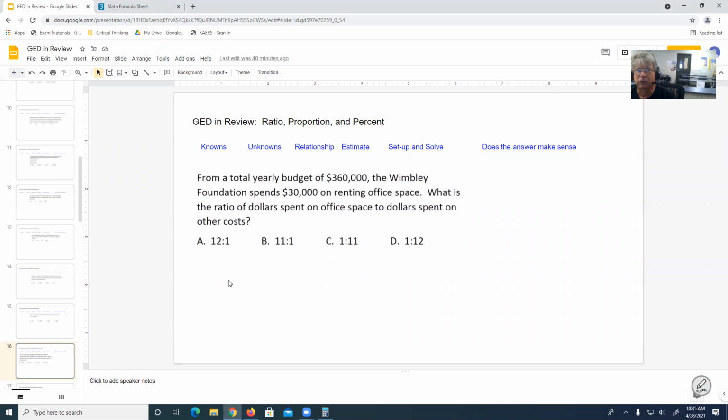From a total yearly budget of $360,000, the Wembley Foundation spends $30,000 on renting office space. What is the ratio of dollars spent on office space to dollars spent on other costs?